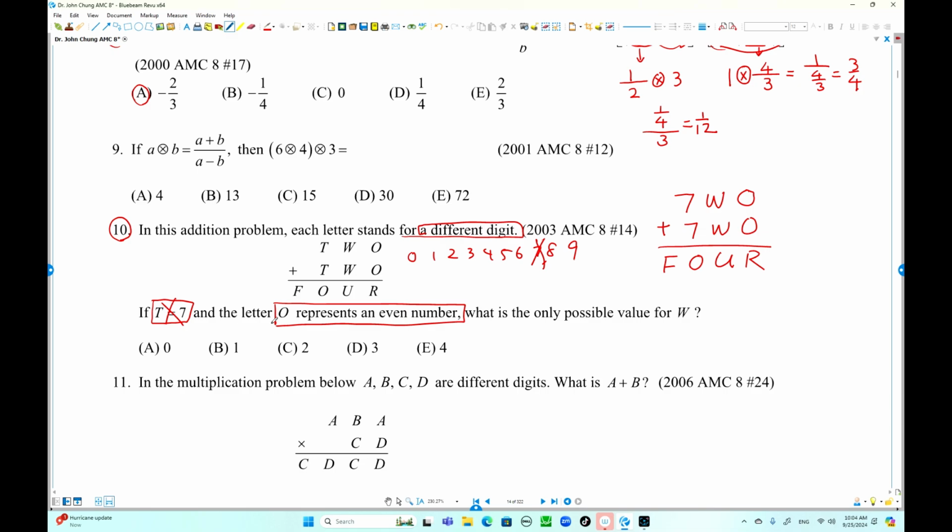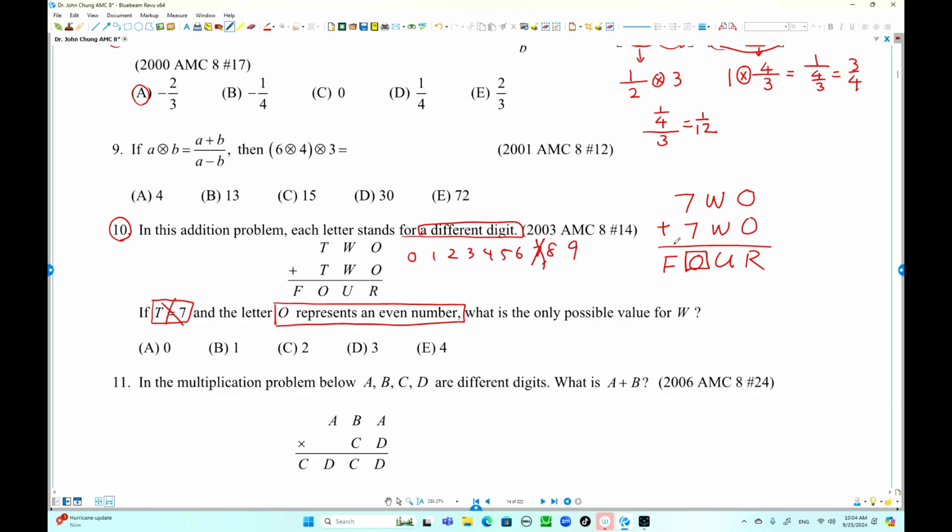O is an even number. Okay, remember. So what is the only possible value of W? Take a look. Always go the easiest way. O plus O is R. What is O? We don't know. Right? Here is the result of here.